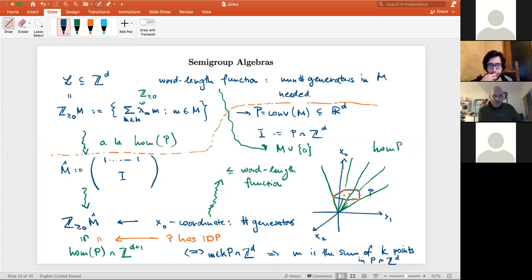So you've seen polytopes with IDP, because I claim any polytope that has a unimodular triangulation has IDP. So there's a hierarchy of polytopes. Polytopes that admit unimodular triangulations are a subset of the polytopes that have IDP. And in fact, you don't need quite a strong condition. That's one of the homework problems: you only need a unimodular cover.